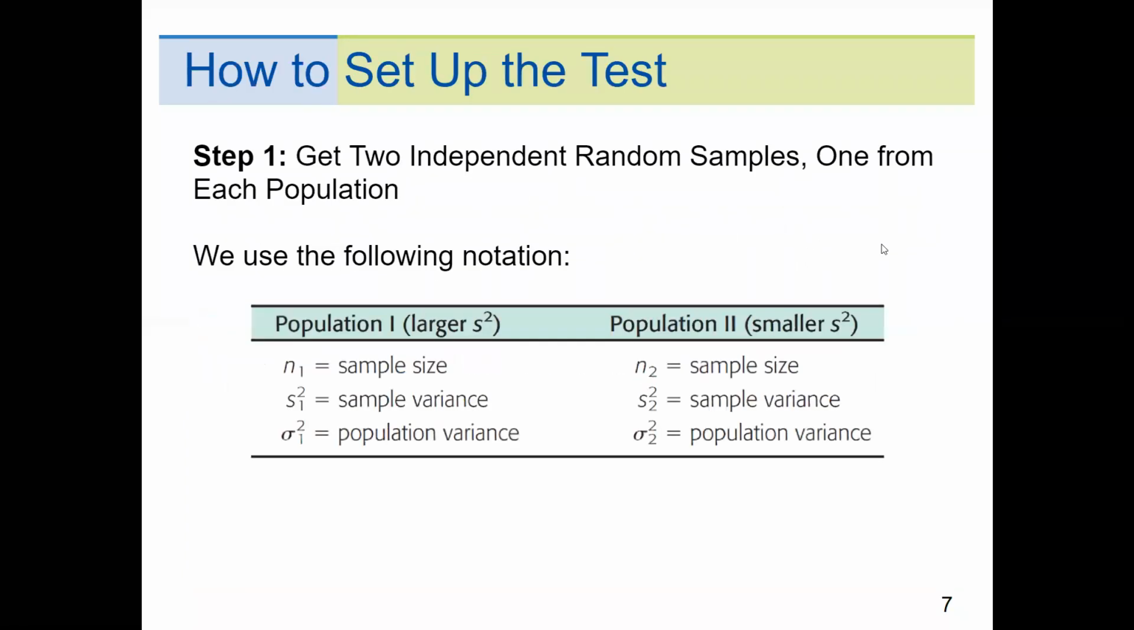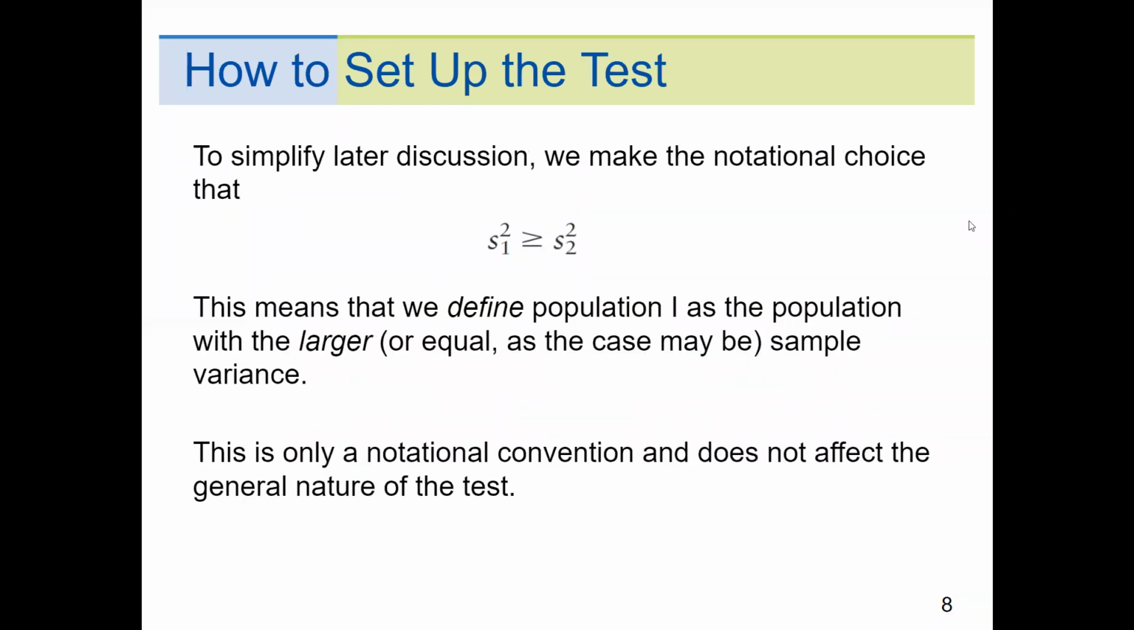How to set up the test. Get two independent random samples, one from each population. We use the following notation. Go ahead and pause the video if you need to figure out what these are. To simplify later discussion, we make the notational choice that, you can see it there. This means that we define population 1 as the population with the larger or equal, as the case may be, sample variance. This is only a notational convention and does not affect the general nature of the test.